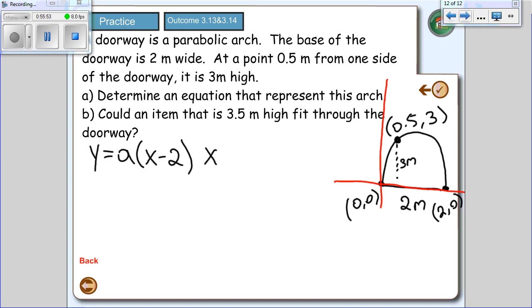Wait, would you put minus 0 or plus 0? Something minus 0 and something plus 0 is still doing nothing to it. So you could have done x plus 0 or x minus 0. It wouldn't matter. Or just x.